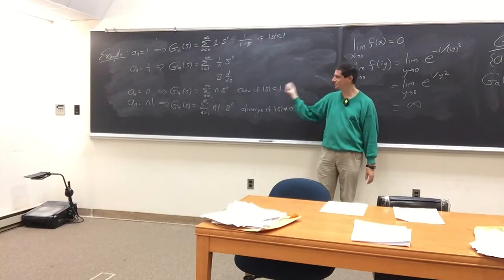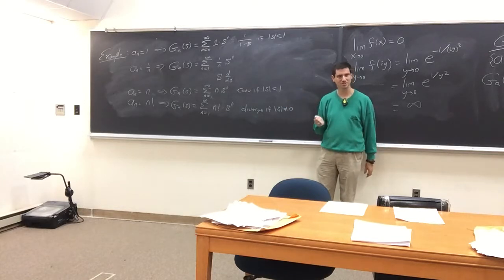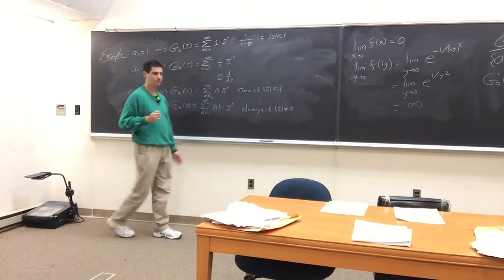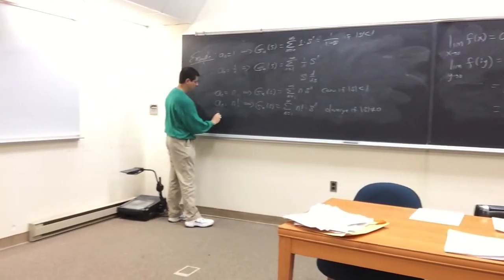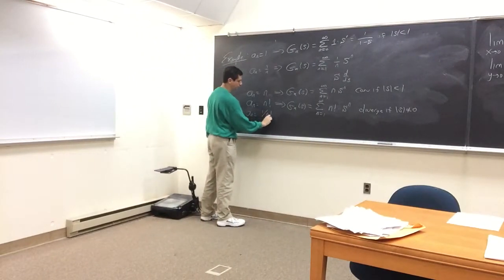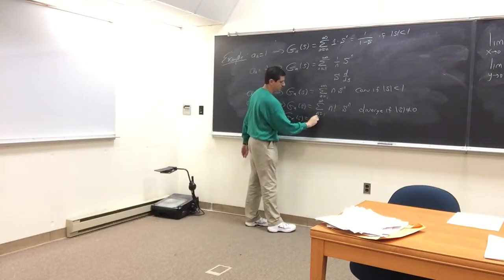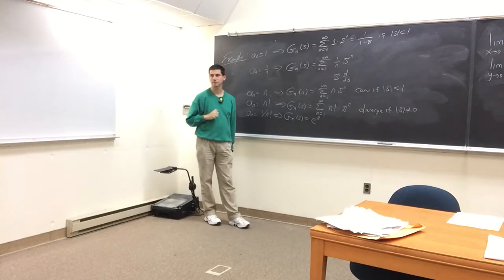No. By definition, it's just a 0. It's a finite sum, so I'm really not that impressed that it converges. The last one is a_n equals 1 over n factorial. And you would get G_A of s would just be e to the s when the algebra settles, because it's just s to the n over n factorial.